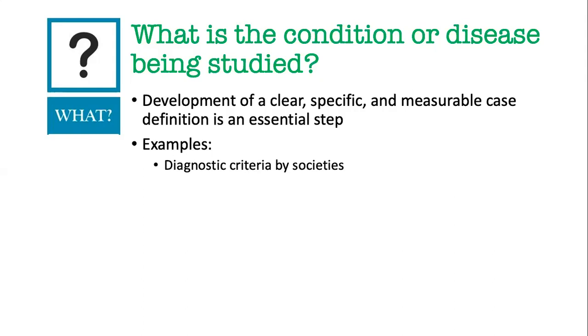Another example would be the criteria for the diagnosis of diabetes. Usually there is a case definition that is established before you are able to do a descriptive study on that condition, or there are certain conditions that are described, and from that description, we are able to create a diagnostic criteria for that condition or disease.